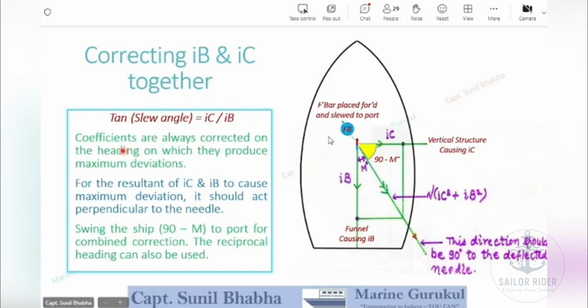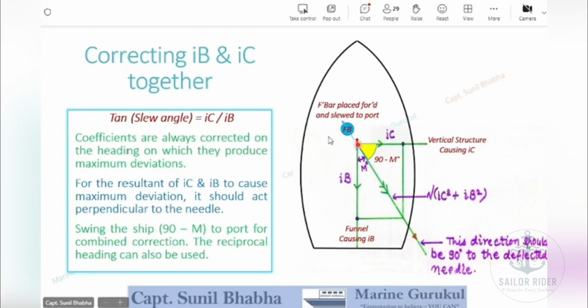Now, when we make the combined correction for IC and IB, we have to also find out what is the heading on which the ship should be when the correction is made. Now, coefficients are always corrected on a heading on which they produce maximum deviation. For the resultant of IC and IB to cause maximum deviation, it should act perpendicular to the needle. The compass needle always lies in the north-south direction.